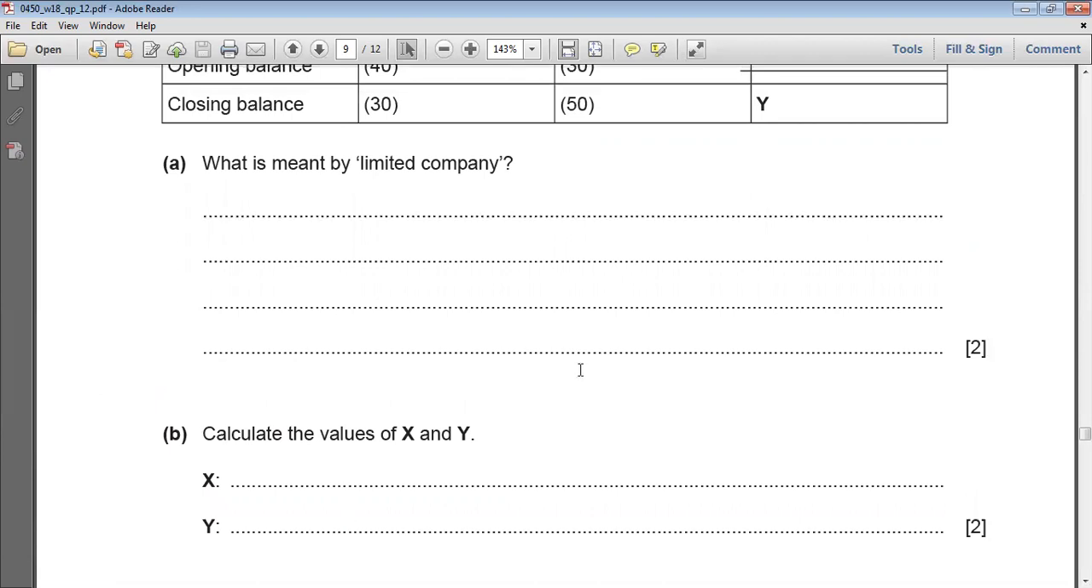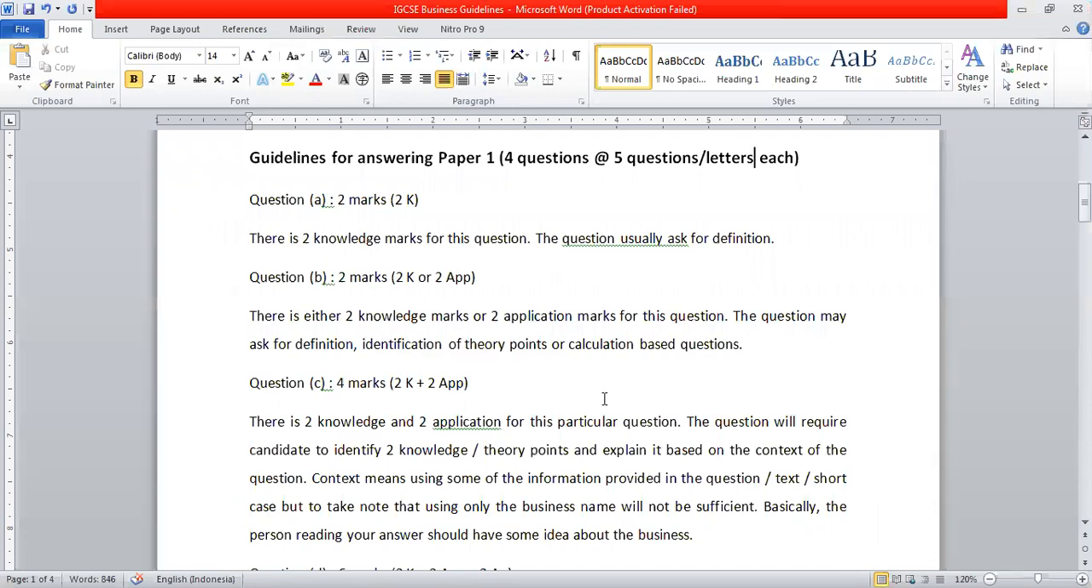Now we move on to the next one, which is question C. So question A and B, easy. Should be easy for us to complete. Now question C, this is where it starts to get a little bit tricky, but it's still okay. Question C is 4 marks. It is a combination of 2 knowledge and 2 application, 2K plus 2 APP. There is 2 knowledge and 2 application for this particular question.